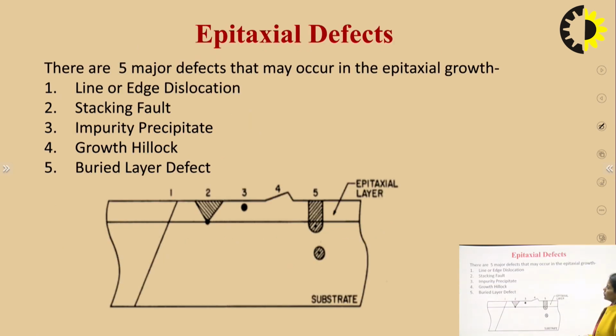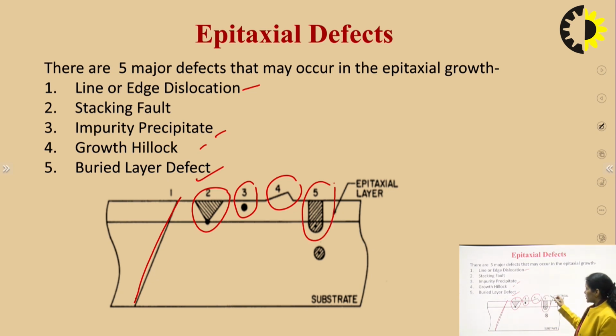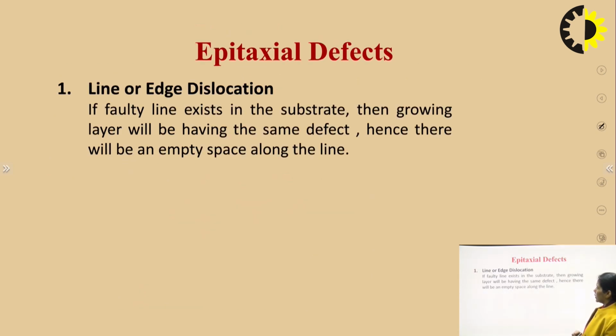Next, let's discuss the epitaxial defects which can occur during the epitaxial growth. There are 5 major defects: line or edge dislocation as shown here. This is the defect. Second defect is stacking fault. This is shown by number 2. Number 3 presents impurity precipitate. Number 4 is growth hillock. Number 5 is buried layer defect. Let's discuss these defects one by one.